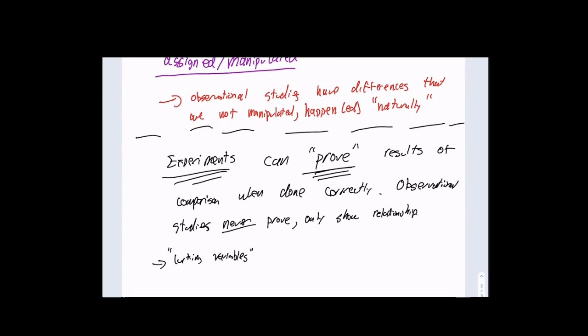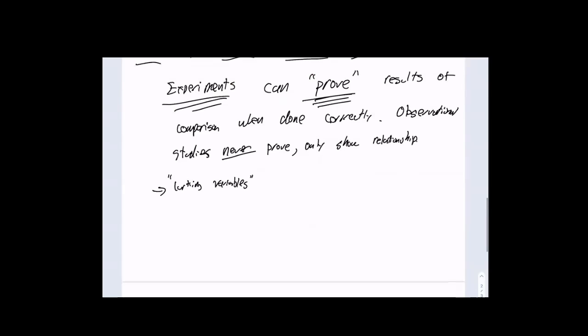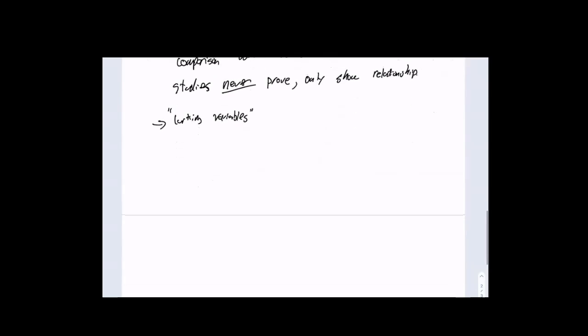So the big idea here is that an experiment can prove. Yes, this proves. However, in an observational study, you cannot say the word prove. It shows a relationship. It does not prove. Okay? So the observational studies.